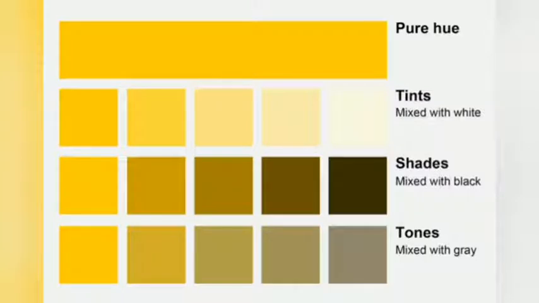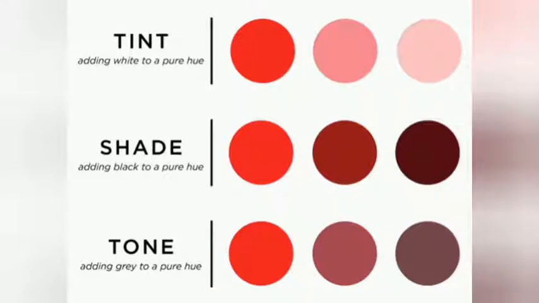So how do we tint our colors? Our colors are tinted by adding white to a particular color, and our colors are shaded by adding black to a color. For instance, we have color red here. Subsequent adding of white to color red will give us a lighter shade of red, and subsequent adding of black to color red will give us a darker shade of red.